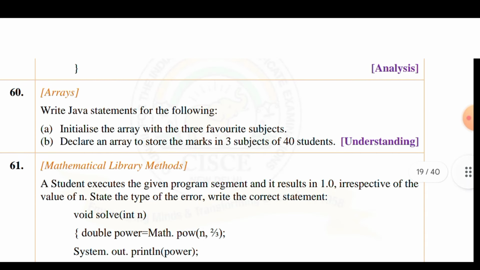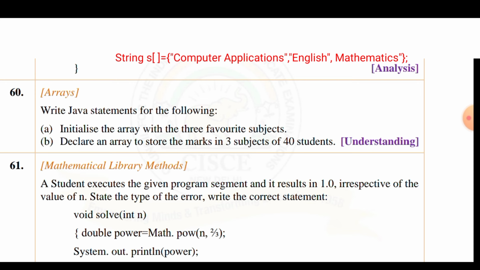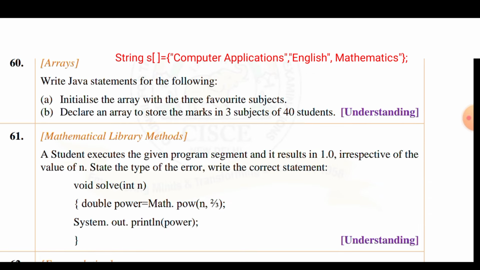Let's go to question number 60. Write Java statements for the following. Initialize the array with 3 favorite subjects. Okay, so that can be any subject selected by the student, that is up to the student only. And we can write the type, which will be String array, any name can be given, then the square brackets, equal to, and in curly braces the subjects will be written separated by commas and written in double quotes, then a semicolon.